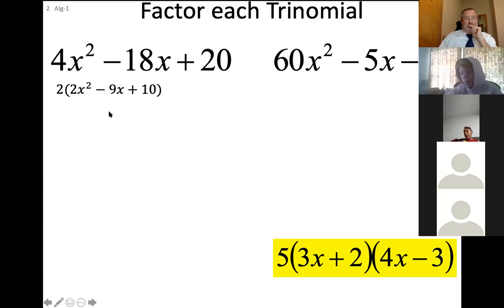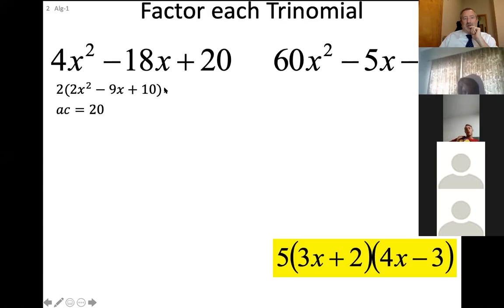Here we go. Now we're going to look at this. A times C, 2 times 10 is 20, right? And we think of factor pairs of 20 that add up to negative 9. The only way you get a negative is if both numbers are negative. So in other words, a negative 2 and a negative 10 multiplied together are positive 20. But when you add these two, we get negative 12. Well, that didn't work. I didn't even consider 1 and 20.